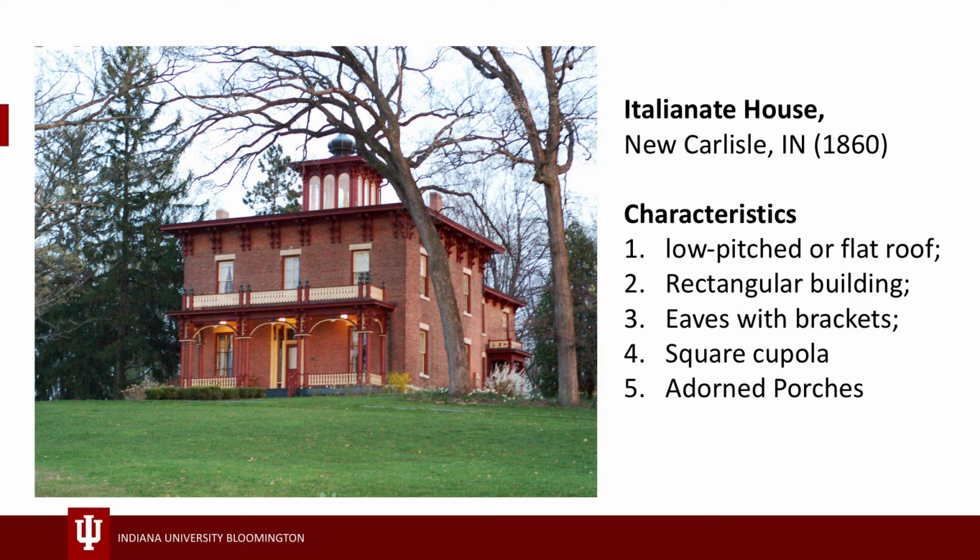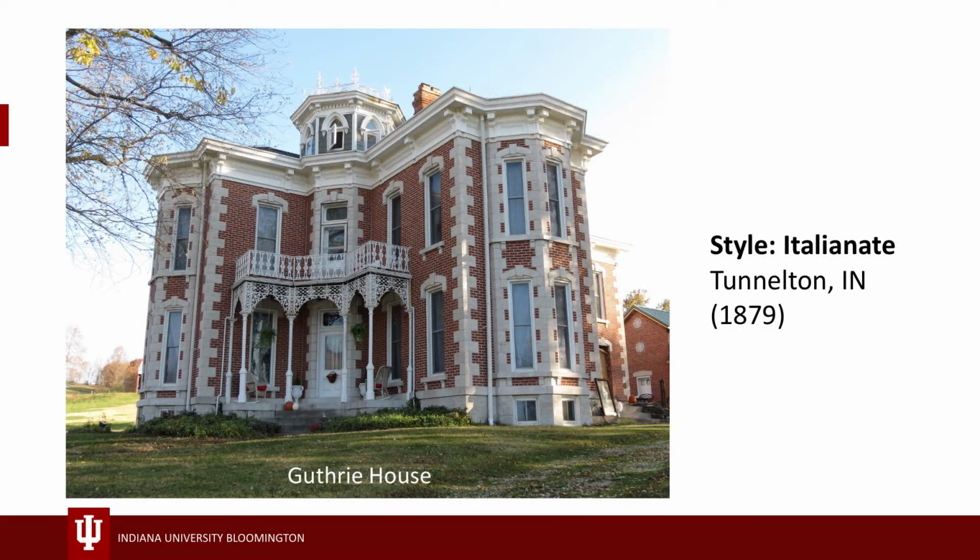And there's an ornate porch. Here's the Guthrie House from Tunnelton that we looked at as well. It's also an Italianate. Note the brackets and the overhanging eaves and the cupola and the porch. All those same elements, just put together in a slightly different way.